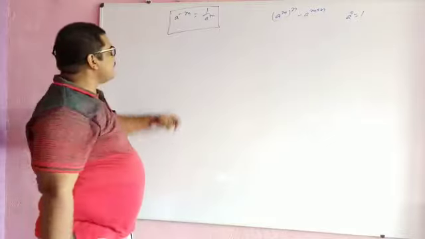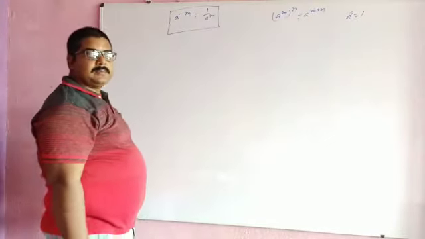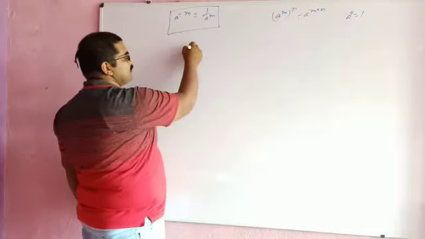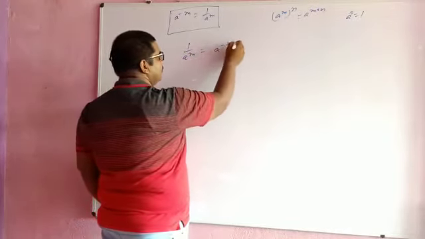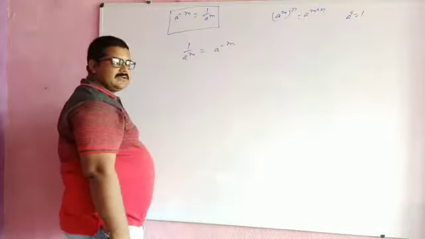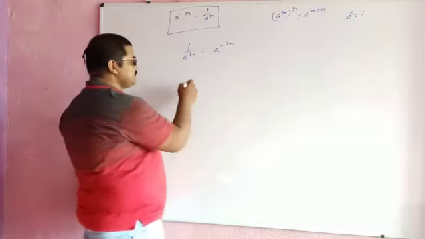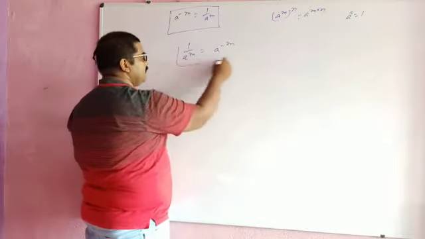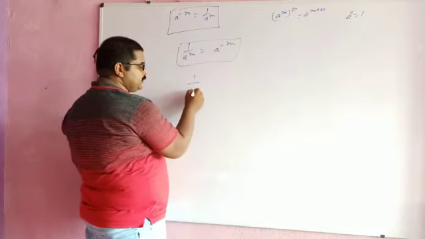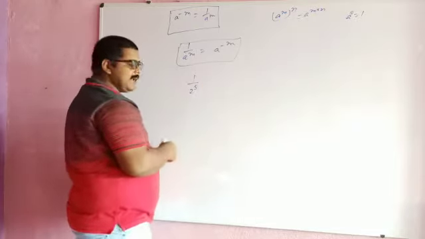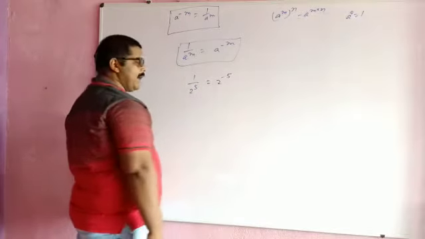First I start with a to the power minus m is equal to 1 upon a to the power m, which can also be written as 1 upon a to the power m is equal to a to the power minus m. What it means, you just see with the help of examples. Suppose 1 upon 2 to the power 5 is given. It can easily be written as 2 to the power minus 5.